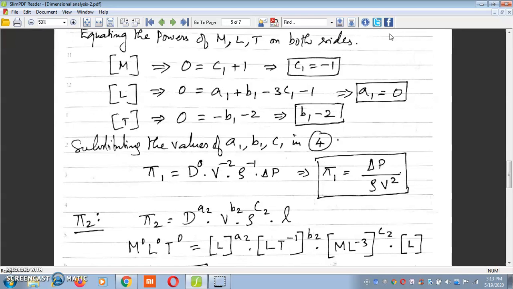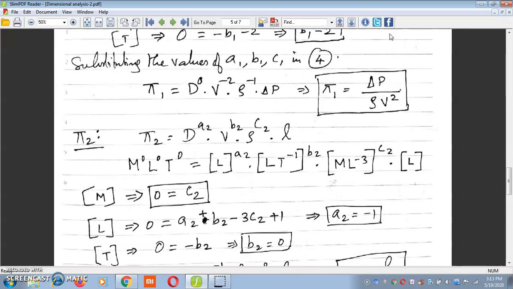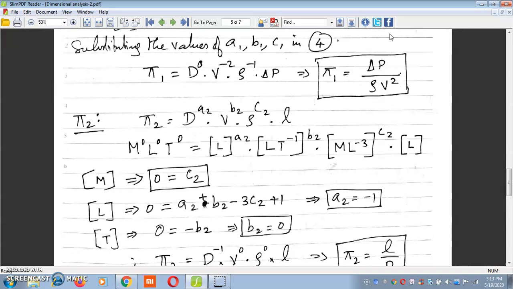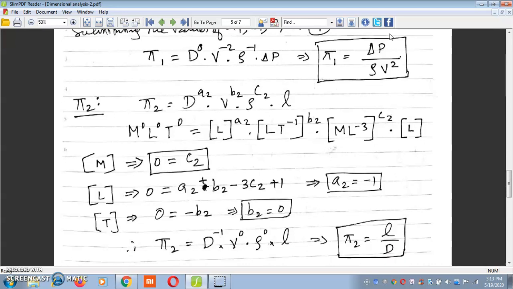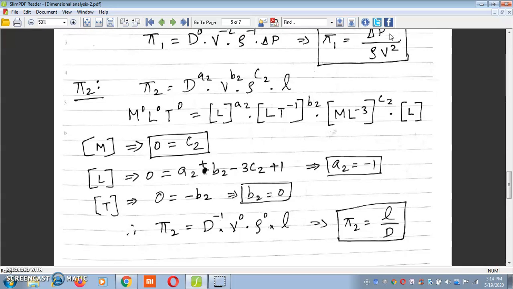Similarly, I solve the pi 2 term. Same way, I substitute the dimensions of all the quantities. Pi 2 is once again m to the power of 0, L to the power of 0, t power 0, and the rest of the quantities I substitute, and then I get 3 equations for the powers of m, L, t as shown here. Then I solve for the powers a2, b2, c2, substitute in the equation for pi 2 and get pi 2 as L by D. So this is called L by D ratio, very important ratio in pipe flow problems. So this is pi 2.